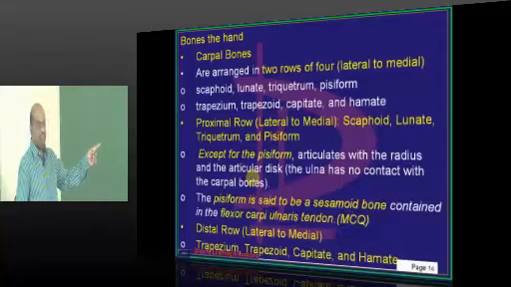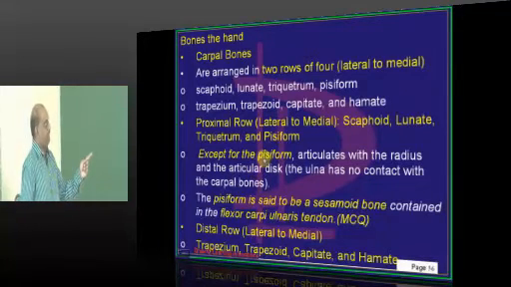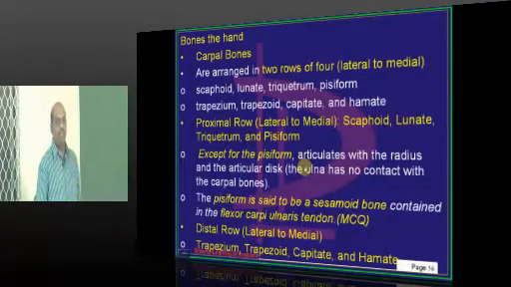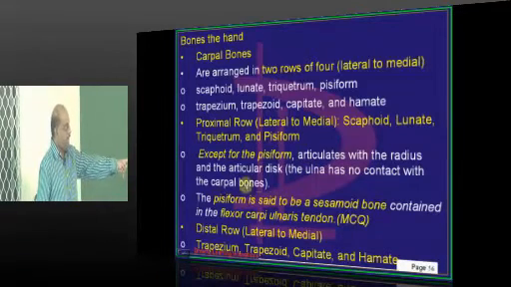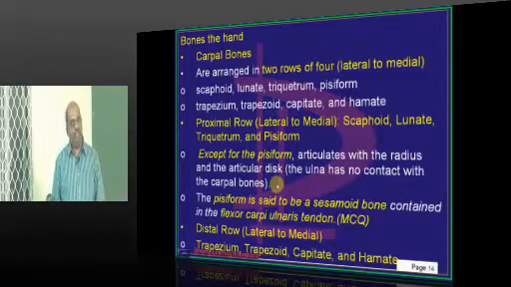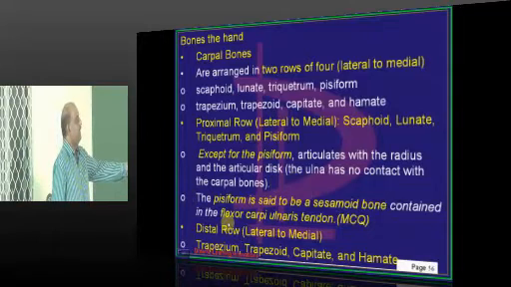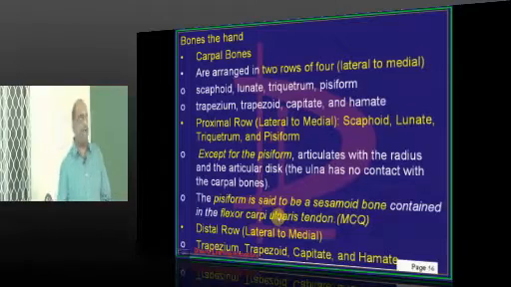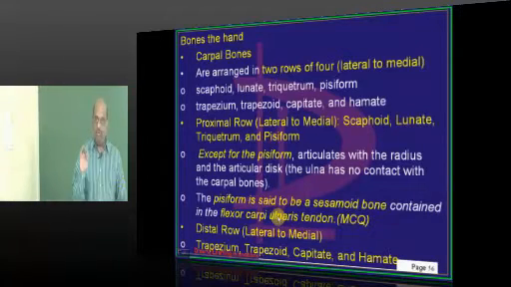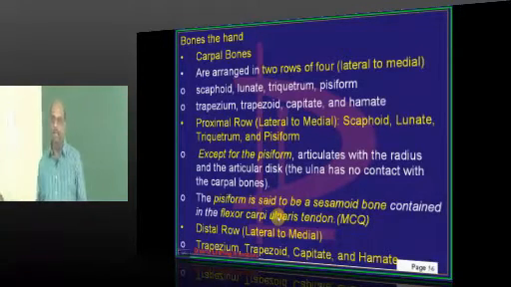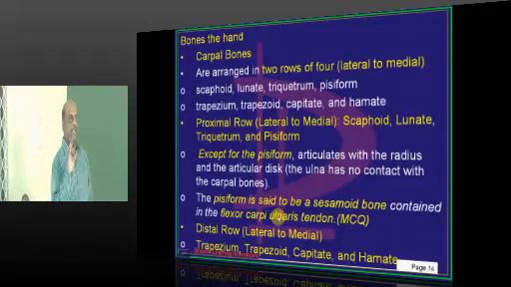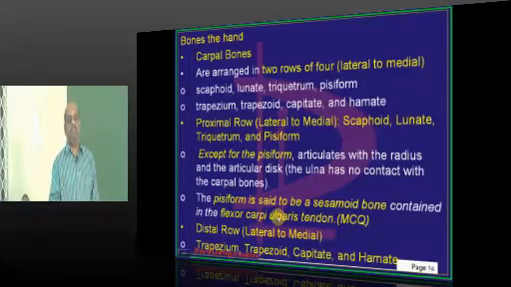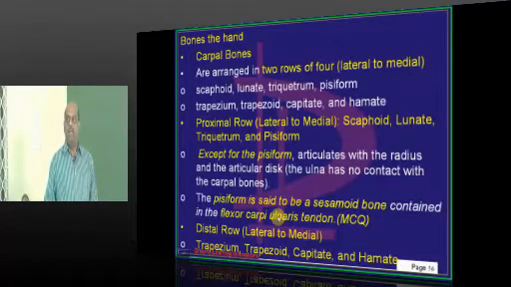Now, except the pisiform in the proximal row, all the remaining will articulate with the radius, which we have discussed earlier. And what is pisiform, doctor? As rightly said by Dr. Harika, pisiform is considered to be a sesamoid bone which is contained in the flexor carpi ulnaris tendon, is what needs to be remembered, one of the favorite MCQs of the examiner.